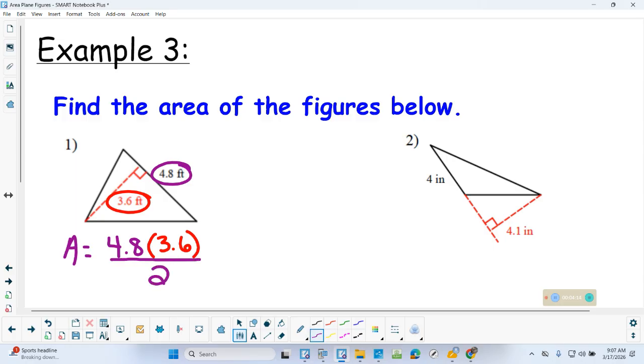Easy peasy, we're just going to type that in our calculator. It doesn't say what to round to, so if you just want to put 8.6, that's fine. Usually I know we go to the 10th, and we are in feet squared. Feet times feet, feet squared.